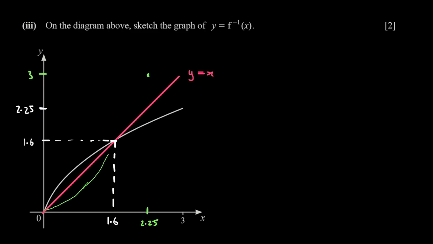Got to get this as nice as possible. It's got to go through there. It's kind of got to go up and be like that. Sorry that my curve isn't smooth. It's not supposed to have kinks in it. I'm sorry about that, but hopefully you get the idea. Really the key thing is it starts here, goes up, cuts through at the same point here, the intersection with the line y equals x, and it goes up to there. And this coordinate here should be 2.25, 3.